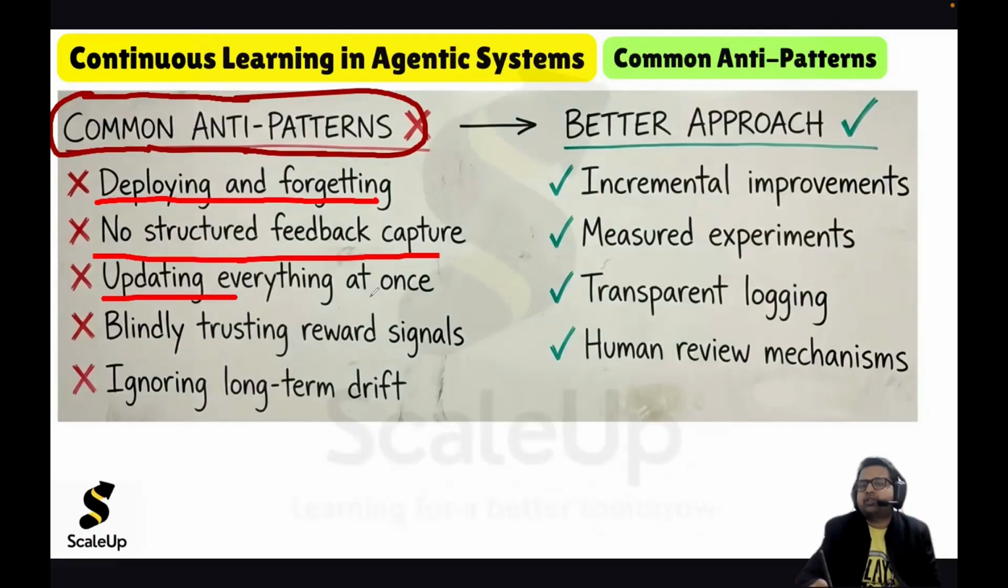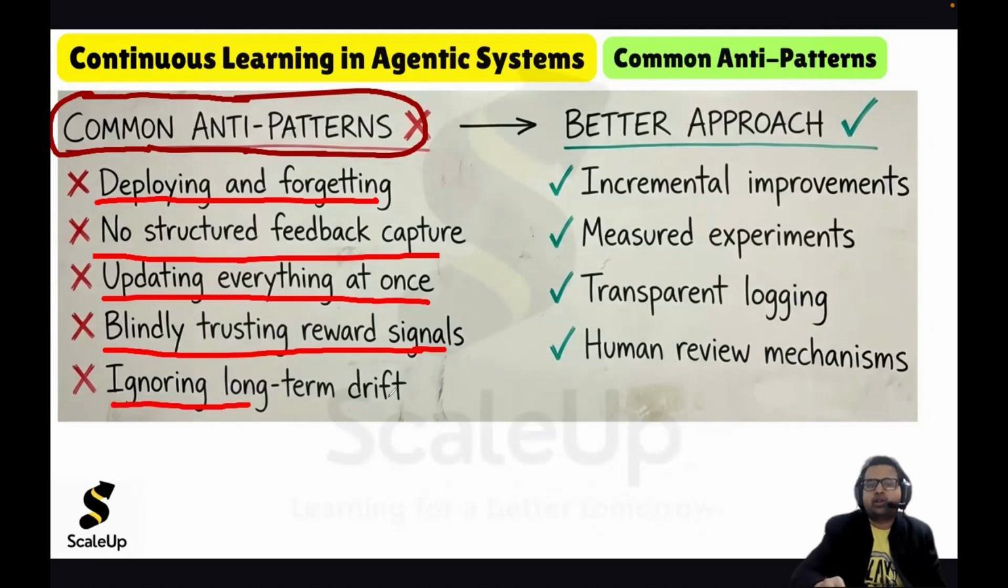Updating everything at once is also very important to avoid. We should not update everything at once. Rather, continuous learning should happen over time. We should not blindly trust reward signals, or ignore long-term drift. We cannot ignore long-term drift. If an agentic system is showing long-term drift, we have to take it very seriously, because drift means drifting from the goal. After a point of time, the agent will completely drift away from the goal and get stuck.